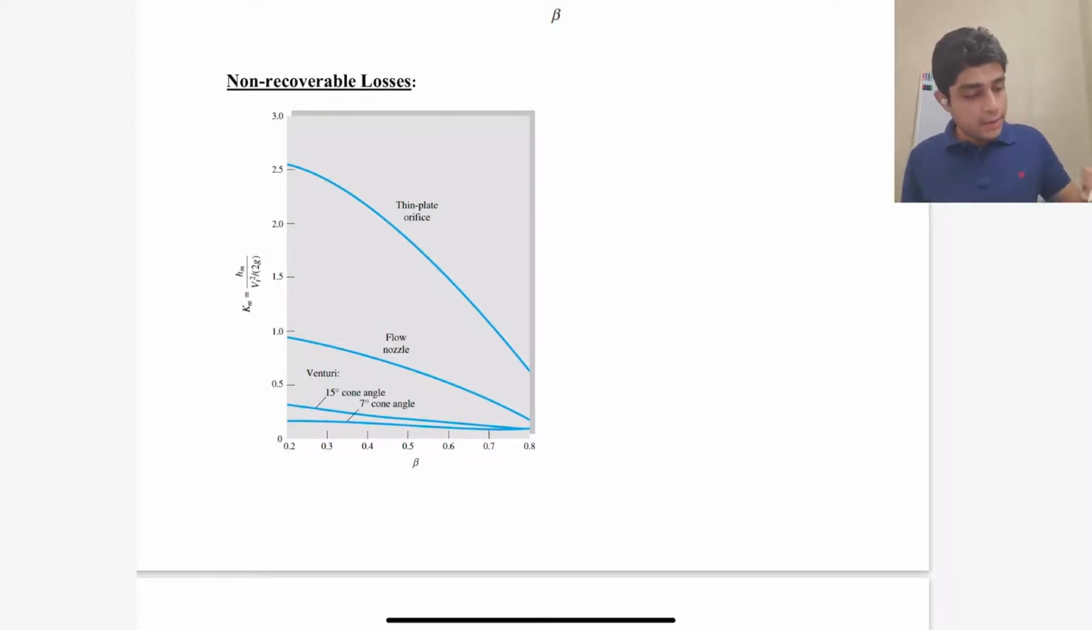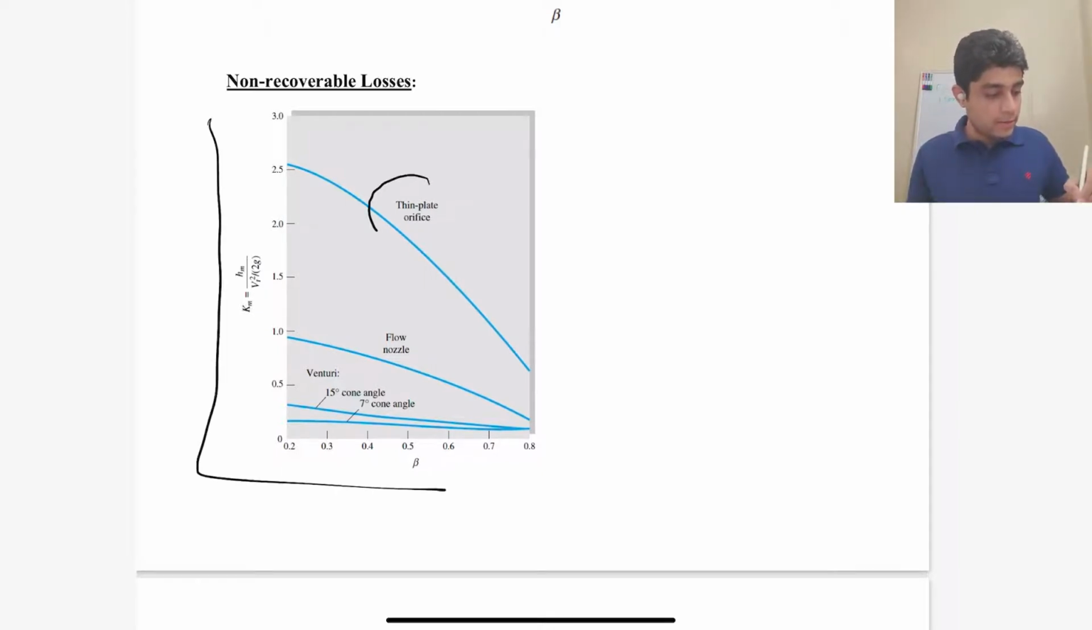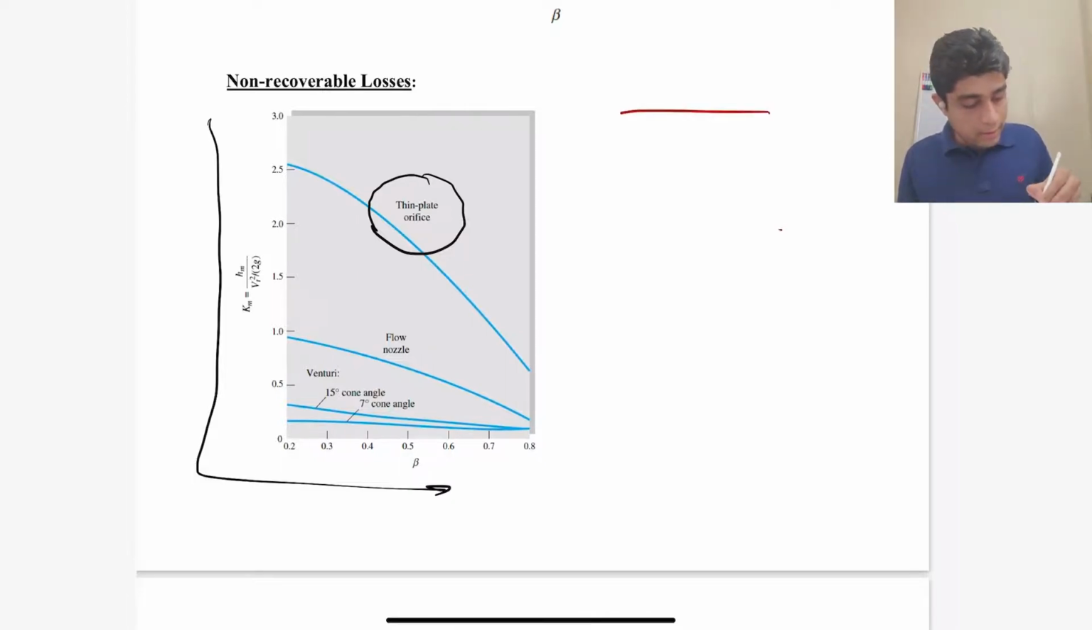So as expected, this plot gives the minor losses for an orifice plate, a flow nozzle, and a venturi, and as expected, the losses are maximum for an orifice plate meter compared to the flow nozzle and the venturi, because, again, I'll plot the flow from an orifice meter again.